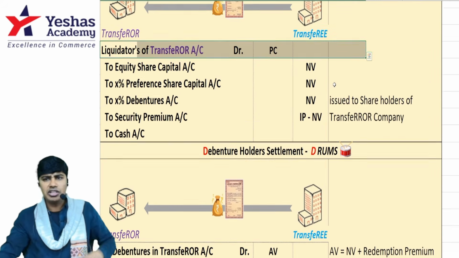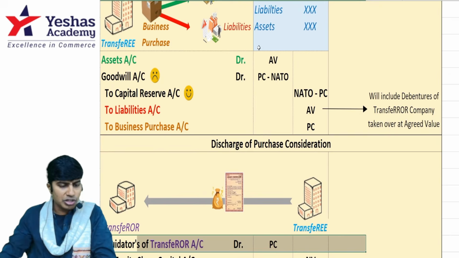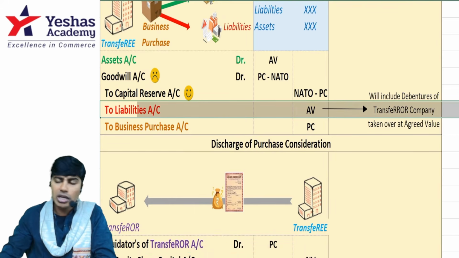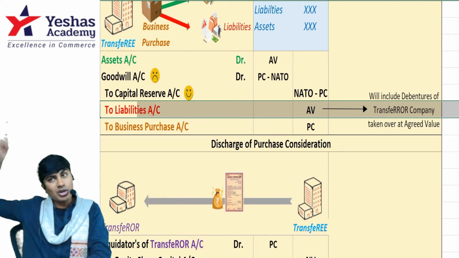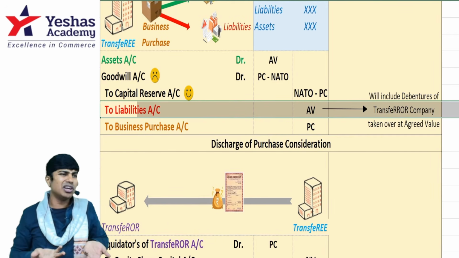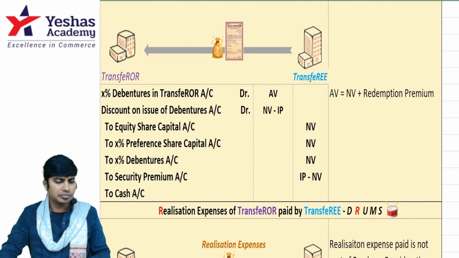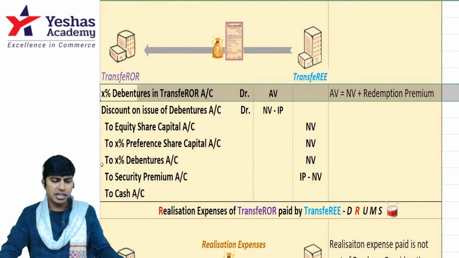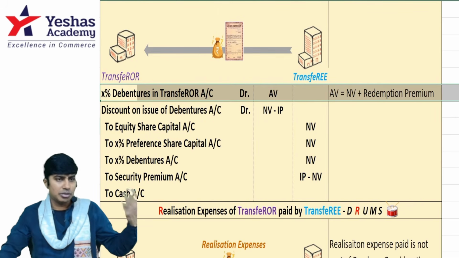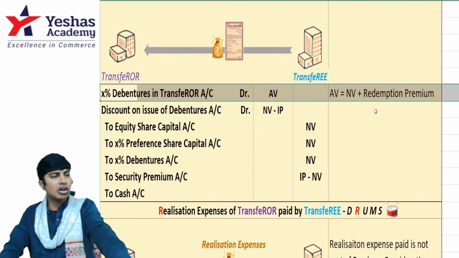What's after this? After this, we do DRUMS. D, debenture holder adjustment. In the liabilities that we took over here, we might have taken over debentures also. That is debenture holders in the transferor company. How can they be there even now? The company is only dead. So we debit the debentures of transferor company here. If in case we promised them premium, credit securities premium. If in case you are discounting, you are paying something less. This is recorded at agreed value.